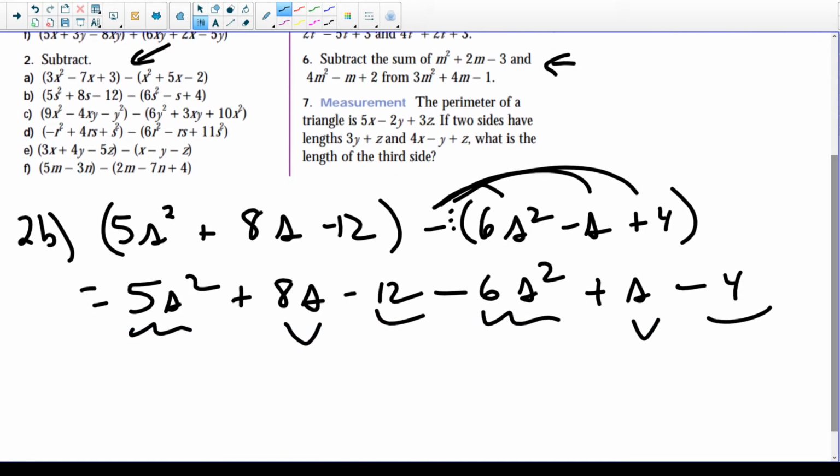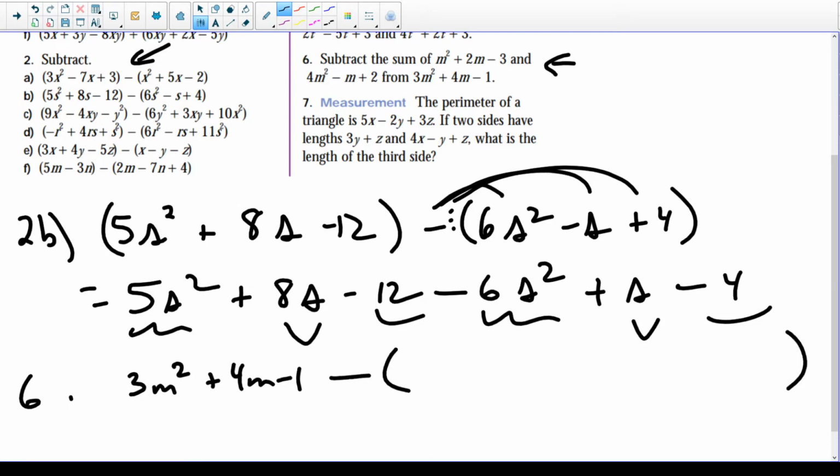Okay, and this one I'm going to do down here. So subtract the sum of from. So that means the 3m squared plus 4m minus 1 is first. And we're subtracting the sum of those two other things, which means those have to be in a big bracket. Now, these interior brackets aren't necessary because it's just an addition of two expressions. Let's just call it A and B. But this is important. Making sure that you have a subtraction with a bracket there to follow the language of the question is very important.